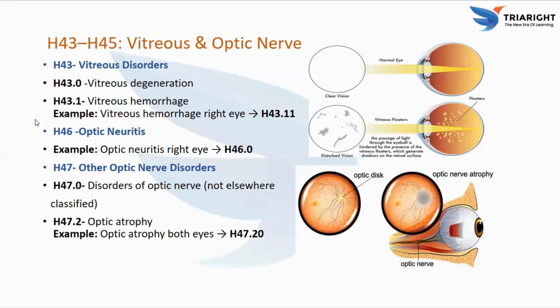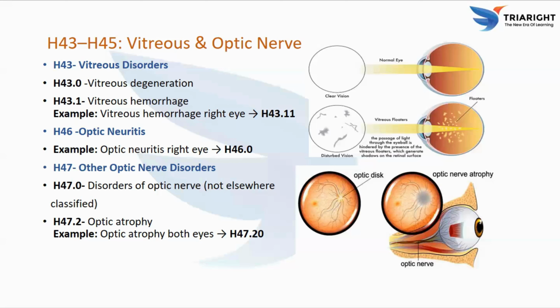So next is vitreous hemorrhage. Vitreous hemorrhage is assigned the code H43.1. Blood leaks into the vitreous cavity due to injury or disease. This leads to the vitreous hemorrhage. So what are the causes of the vitreous hemorrhage? Diabetes, retinal tear or detachment, trauma, and also high blood pressure.